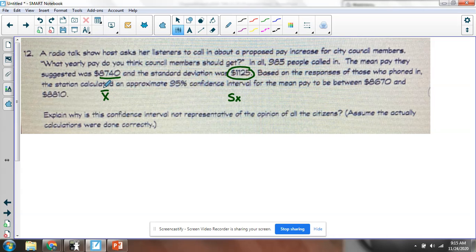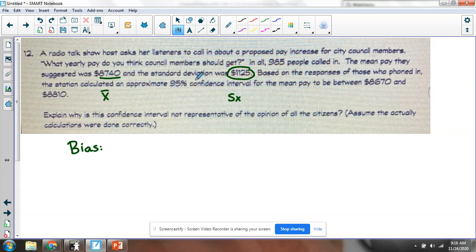So it says, based on the responses of those who phoned in, the station calculated an approximate 95% confidence interval for the mean pay to be between 8,670 and 8,810. Explain why this confidence interval is not representative of the opinion of all citizens. Well, because this is a form of bias. I'm not sure if you guys have talked about bias. I assume you have if he's asking about it.